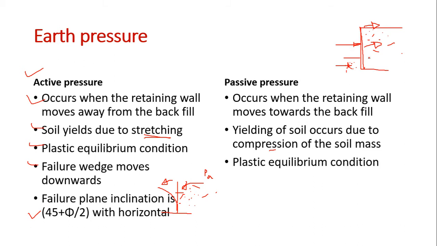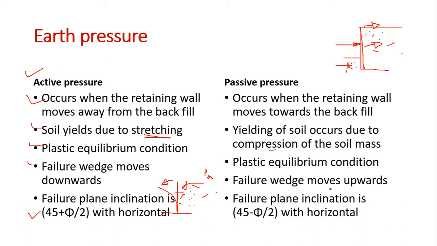Next point, the plastic equilibrium. Yes, both are going to follow the plastic equilibrium condition of failure. The failure wedge is moving upwards as the wall. The movement of this failure wedge depends upon how the wall is going to move. In the first case the wall is moving away, so the failure wedge is also moving downward. Here the wall is moving upwards, towards the backfill, so the failure wedge is also moving upward.